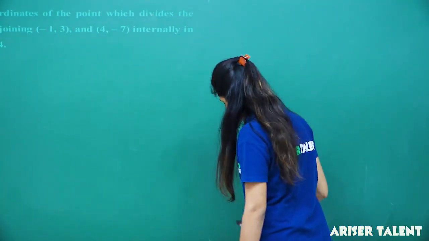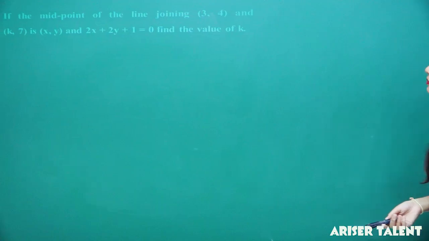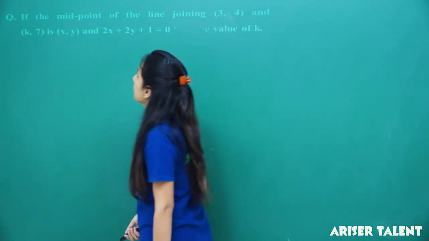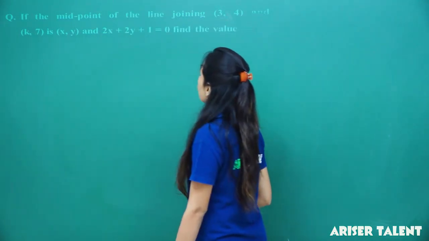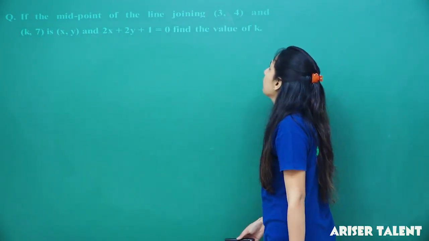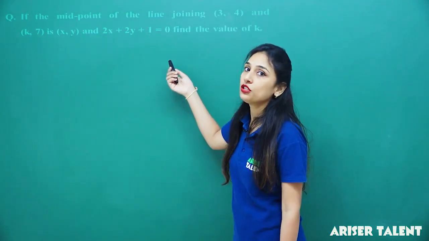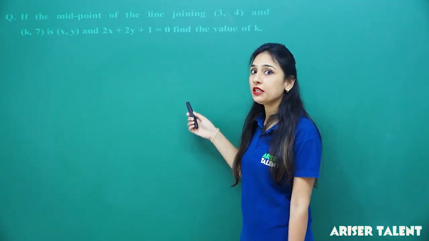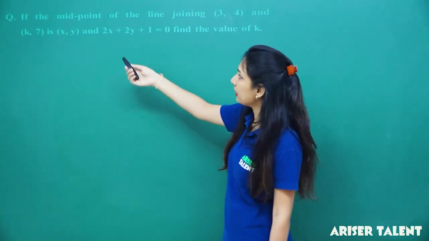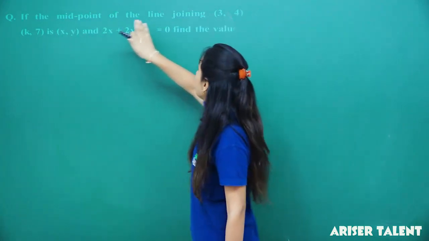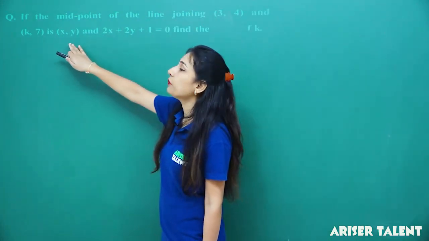Let's move to another question, which is: if the midpoint of the line joining (3, 4) and (k, 7) is (x, y) and 2x + 2y + 1 = 0, find the value of k. Now what has it done? It has given you an equation. In addition to this equation, he is telling you that these are the points and the midpoint is this.